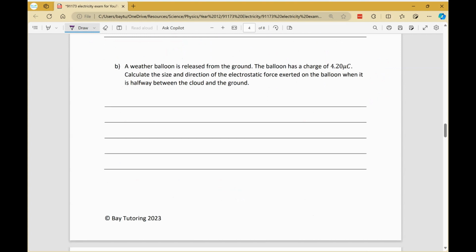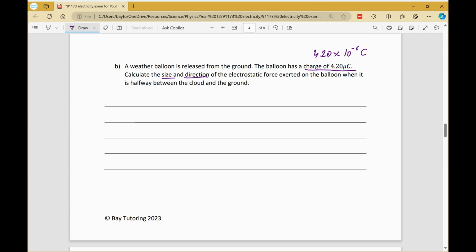A weather balloon is released from the ground. The balloon has a charge of 4.20 microcoulombs. Micro means times 10 to negative 6, so that's 4.20 times 10 to negative 6 coulombs. You won't be given that on your formula sheet. That's just something you need to know, that micro means times 10 to negative 6. Calculate the size and direction of the electrostatic force exerted on the balloon when it's halfway between the cloud and the ground.